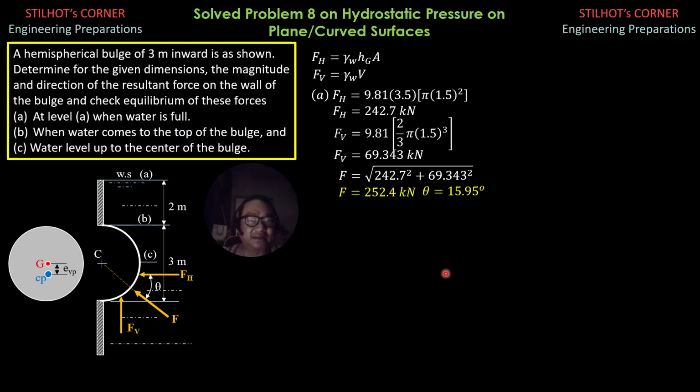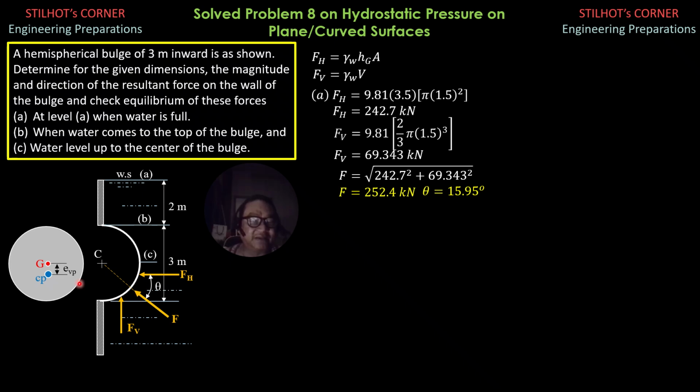Now, to check that this horizontal component of the force passes through the center of the circular arc, that's the principle. So the moment of the resultant about that point is the sum of moments of its components, so it should be zero.